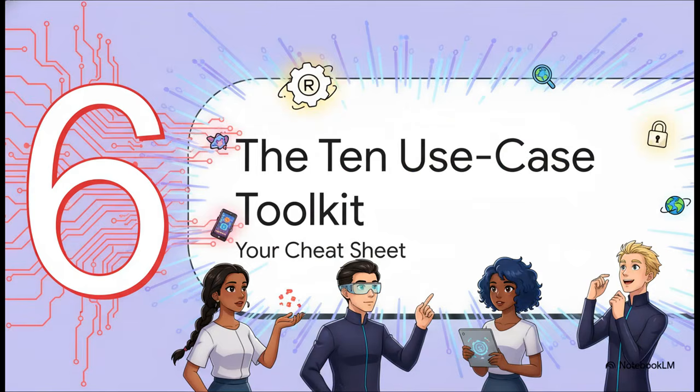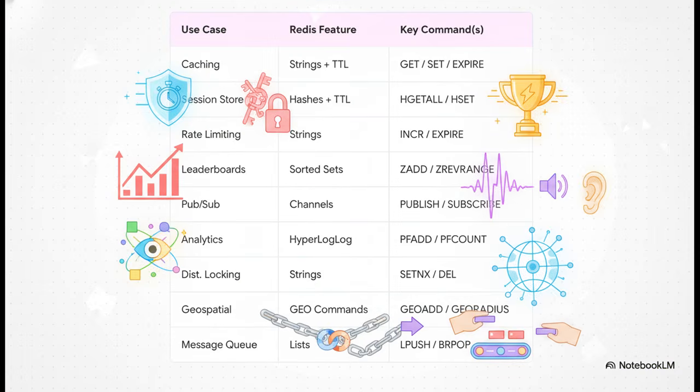So we've covered 4 of these core patterns in depth, but now it's time for the big picture. Let's pull everything together into that ultimate cheat sheet I promised you at the start, covering all 10 use cases. Okay, just take a second and soak this in. This table, this is your entire Redis toolkit. We've already hit the first 4 in detail, so let's do a lightning round for the others.